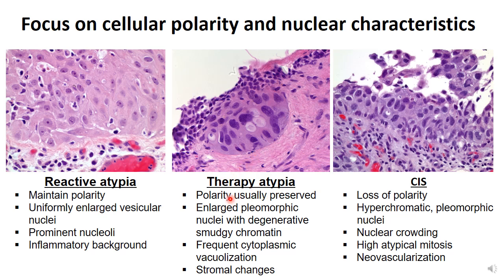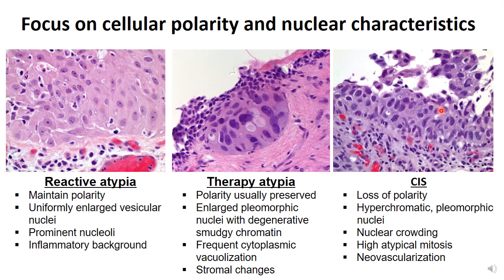Therapy-induced atypia, also polarity is usually preserved. You can have enlarged pleomorphic nuclei, but the important thing is that the atypia is degenerative type with degenerative smudgy chromatin within the nuclei as seen here. Frequent cytoplasmic vacuolization can be seen. And then very important again, which I will show you in a later slide, is that it is very, very important to appreciate the stromal background. That can give you very important clues for the diagnosis.